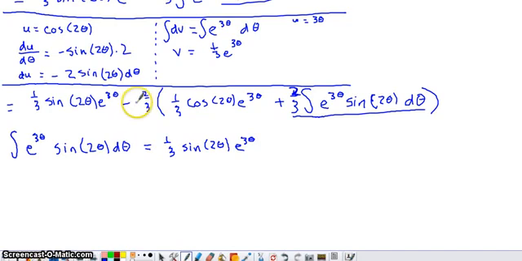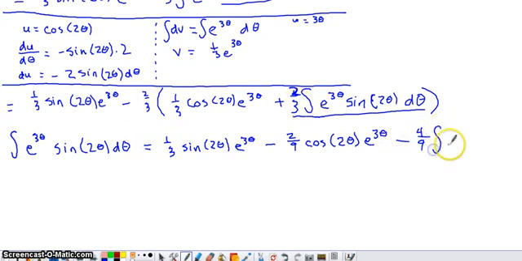I'm going to distribute this -2/3 into both of these pieces, right? So I'm basically writing this line out. I'm saying it's equivalent to what I started with, and at that same time I'm going to distribute this in. So when I do -2/3 times +1/3, that'll give me -2/9, and then that term is a cosine of 2 theta e to the 3 theta. And then when I distribute -2/3 into +2/3, that should give me -4/9. And then I still have the integral of e to the 3 theta sine of 2 theta d theta.